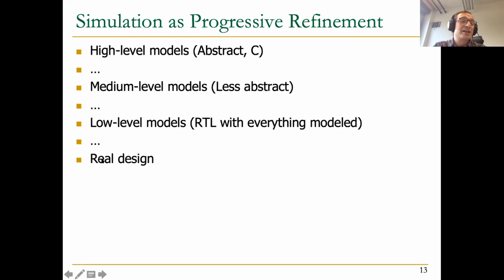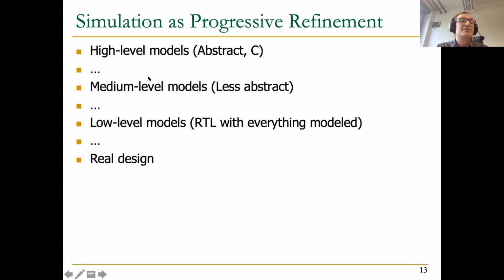Whenever you're designing hardware, you usually start with high-level abstract models, C-level models, like what you've been doing in the class. Sometimes you're even more high level than what you've been doing in class. Over time, you progressively refine the model to create medium-level models that are less abstract. You could write these medium-level models from scratch based on the learning from the high-level model, or you could adapt the high-level model gradually into the medium-level model.